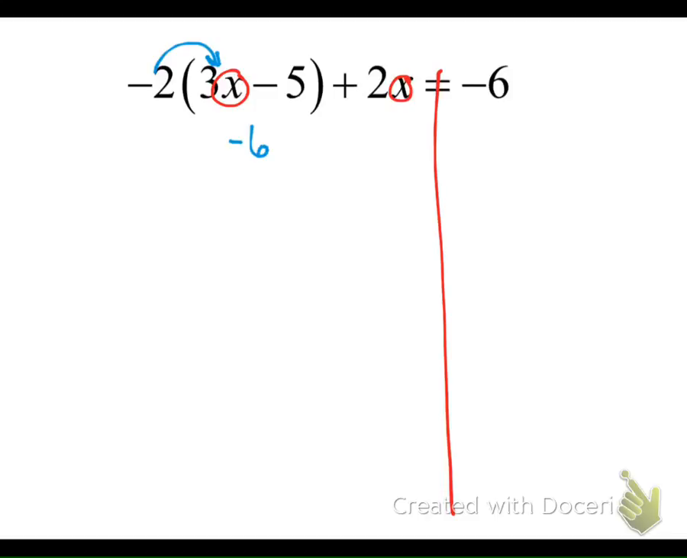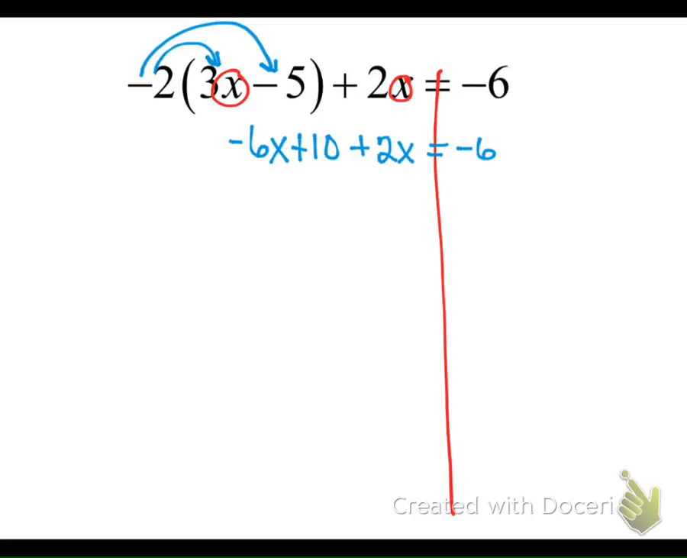X. Then I take negative 2 times what number? Negative 5. So that'll be, as Brendan said, a positive 10 or a plus 10. Then I just bring down my plus 2x. My right side in this equation is simplified for me, right? It's just a negative 6, so I'm going to bring that negative 6 on down.